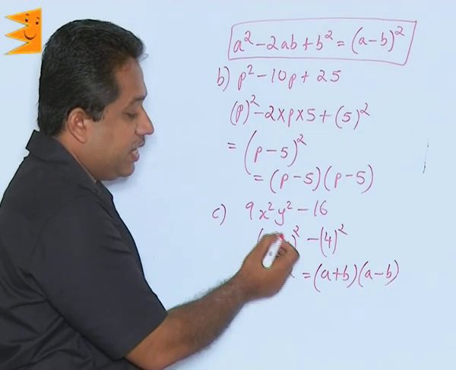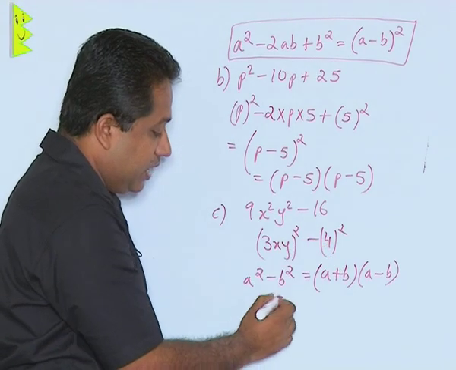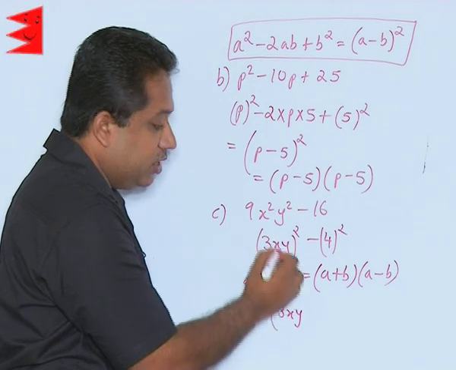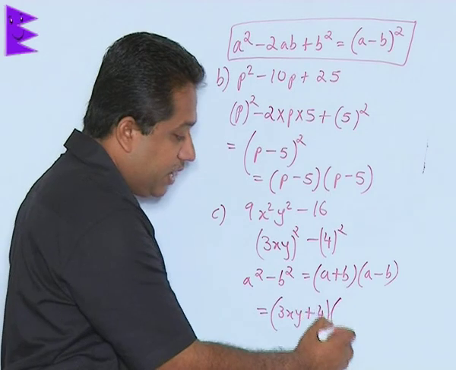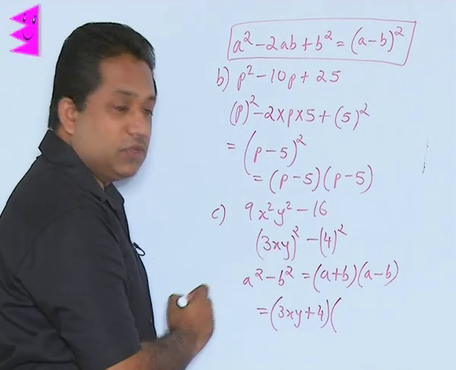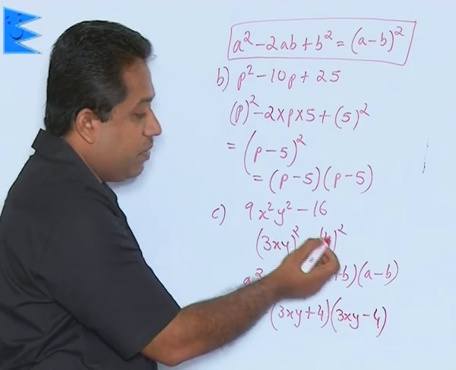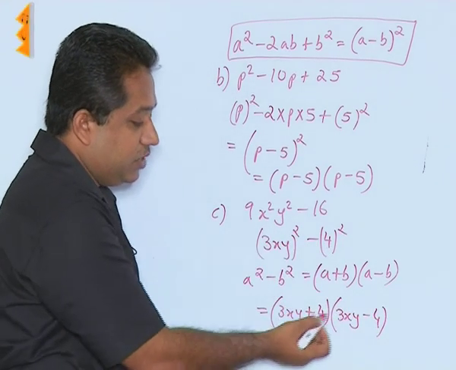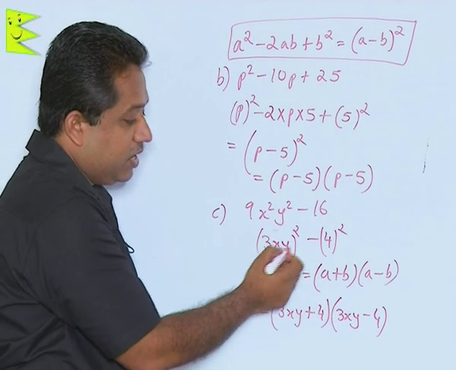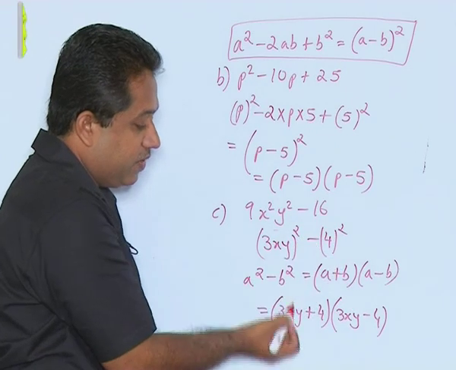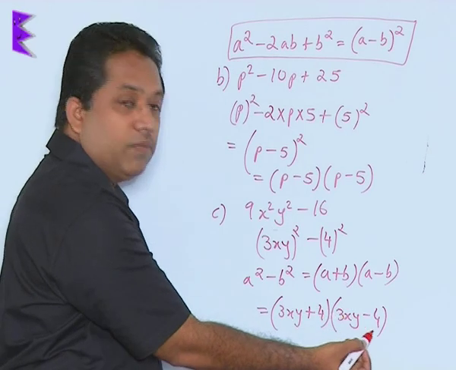So, we have the first bracket as a, the second bracket as b. So, a plus b, a minus b indicates that first we are going to add the 2 terms. So, we have 3xy plus 4, and in the next bracket we are going to subtract the 2 terms. So, 3xy minus 4. So, a square minus b square will be written as a plus b, a minus b. So, that is why we have got the final answer as 3xy plus 4 and 3xy minus 4.